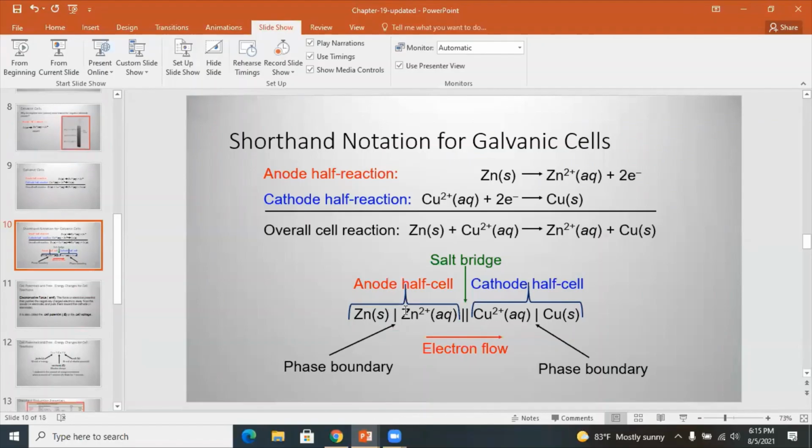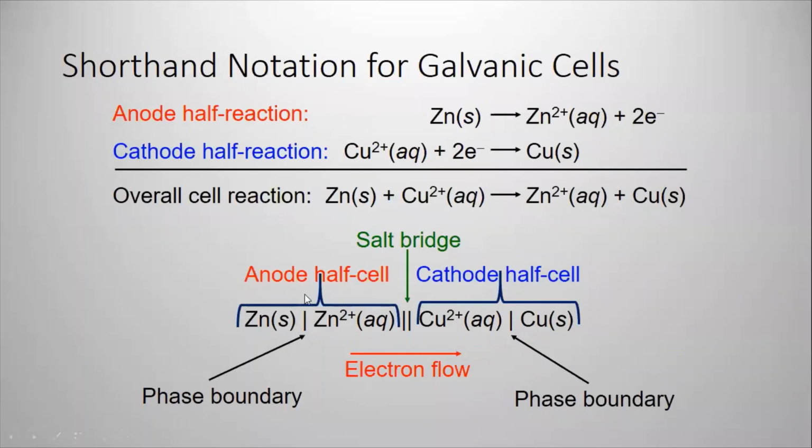What I mean by scientific notation is, if I give you a question with something like this, and I ask you which one is the anode, which one is the cathode, and I don't give you any of this information, you can simply say this is the anodic compartment because it's on the left-hand side, and this is the cathodic compartment because it's on the right-hand side. This is how we use the standard notation of the galvanic cell. Electrons flow from the anode to the cathode.